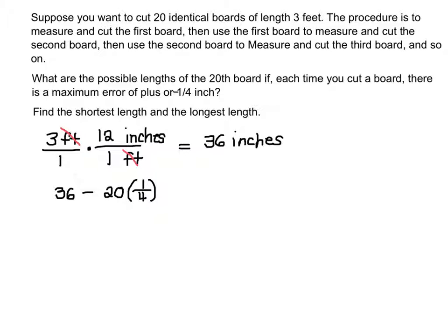What's going on here is it's starting with 36 inches, and we're going to cut it 20 times. Each time we will lose 1/4 of an inch. So we say 20 times 1/4, and we subtract it because it's a loss. That gives us 36 minus, and 20 times 1/4 is 20 divided by 4, which is 5. So it's 36 minus 5, and that comes out to be 31 inches.